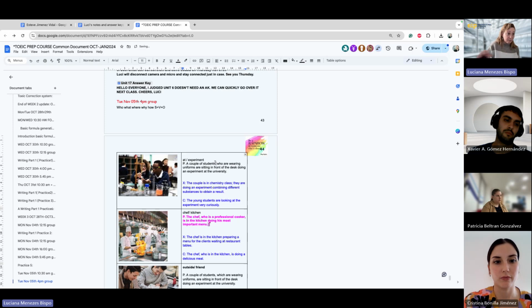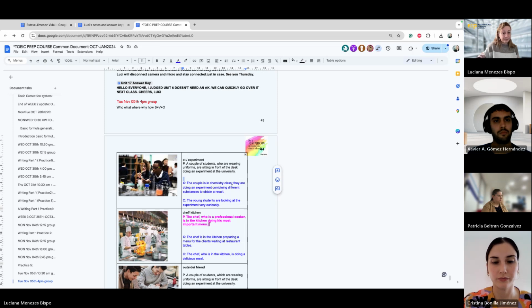And why can we not have a comma here? A couple of students are sitting in front of the desk doing an experiment. A couple of students who are wearing uniforms are sitting in front of. There's nothing wrong here. But I want Grammarly to tell me it is right. So let's see what they say. They don't want the... Okay, I understand.